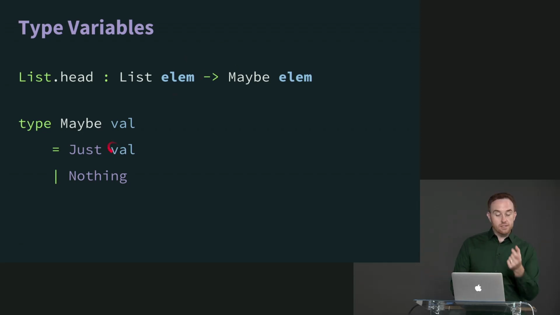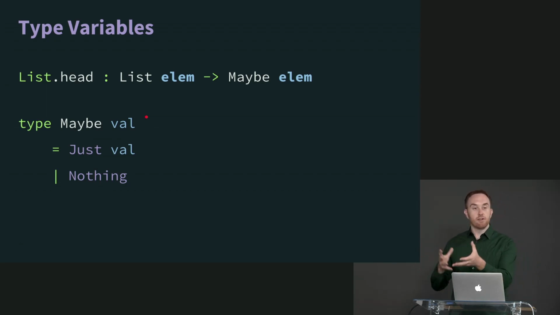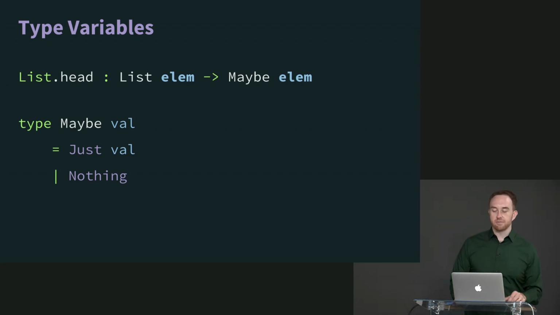In other words, what's stored in the just is not fixed. It's not a string, it's not an int, it's not a float. It depends entirely on the maybe. It's a little bit more flexible than that. So this allows us to have maybes of different types, of different shapes. Maybe can be used on strings, on ints, on floats, on whatever you want, depending on the circumstance.